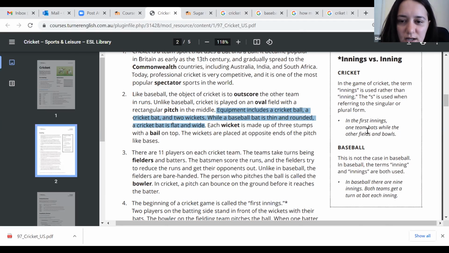Equipment includes a cricket ball, a cricket bat, and two wickets. While a baseball bat is thin and rounded, a cricket bat is flat and wide.